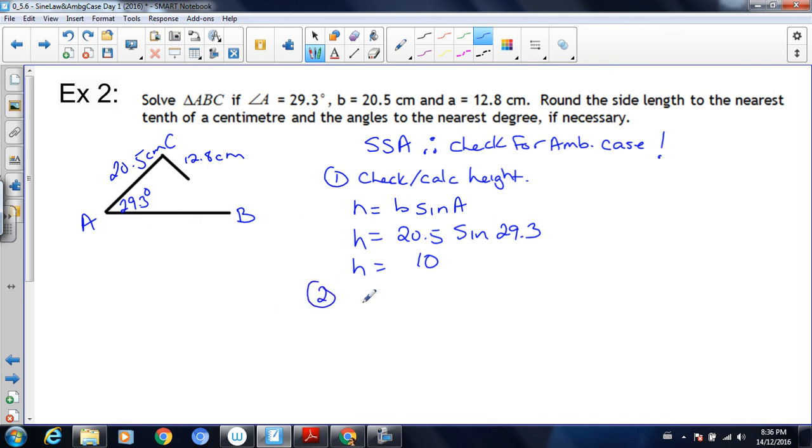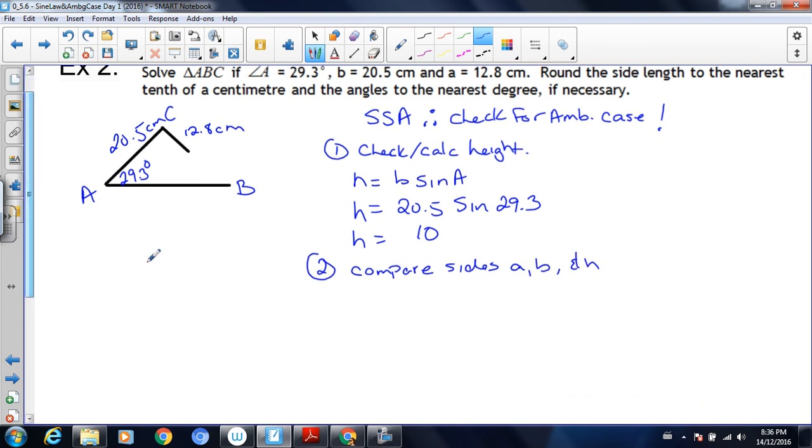Step 2, compare sides A, B, and H. So, in this case, is side A greater than or less than side B? 12 centimeters is side A, and it's actually less than side B. So side A is less than side B.